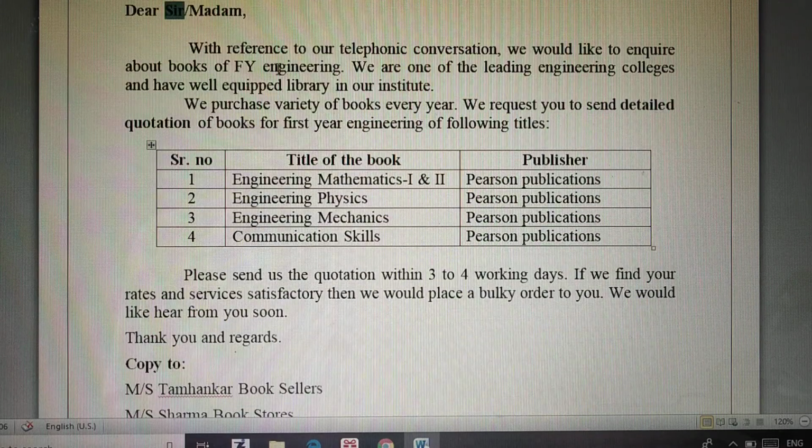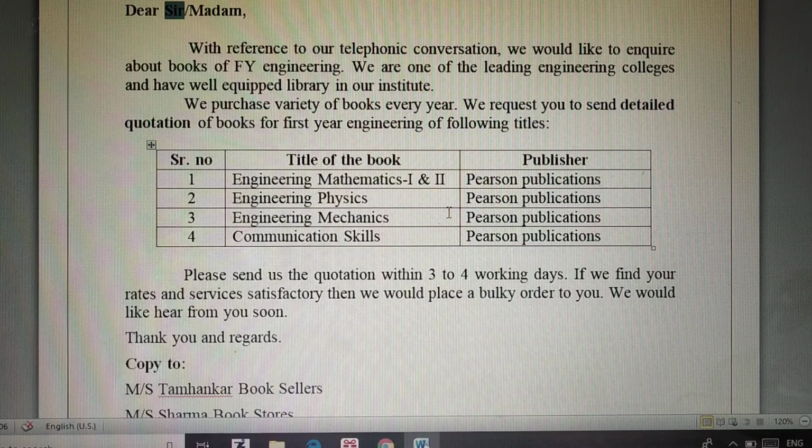See, here with the reference of a telephonic conversation, we are introducing why we are writing this letter. We would like to inquire about the books. There was a telephonic conversation and this introduction is given there. With the reference of this we are going to write the inquiry letter regarding the books. The books are 4 or 5, for example, Engineering Mathematics 1 and 2 from Pearson publication, further Engineering Physics, Engineering Mechanics, and Communication Skills. This is the sample of an inquiry for books.